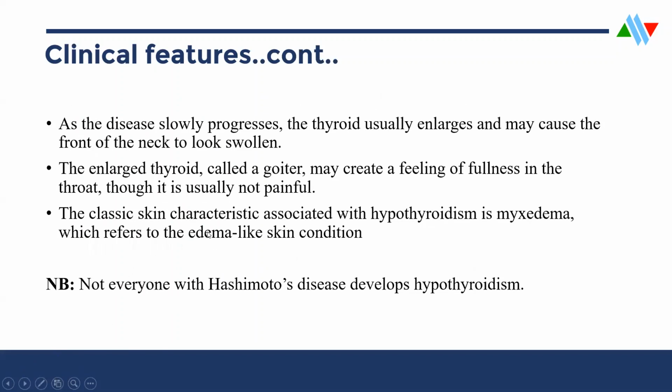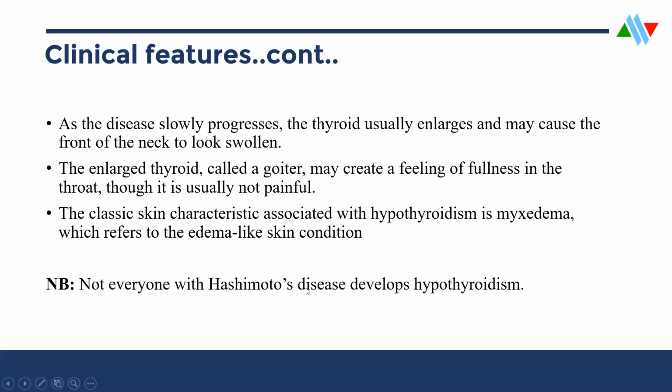More on the clinical features, sometimes you have this disease progressing, and then we end up having an enlarged thyroid leading to goiter. Remember, thyroiditis is a form of inflammation still, so we might end up having some sort of thyroid enlargement, which is goiter. And also another classical feature is the formation of myxedema, which is basically a skin problem, an edema-like skin condition. So this is also a feature that is seen in some cases of Hashimoto thyroiditis.